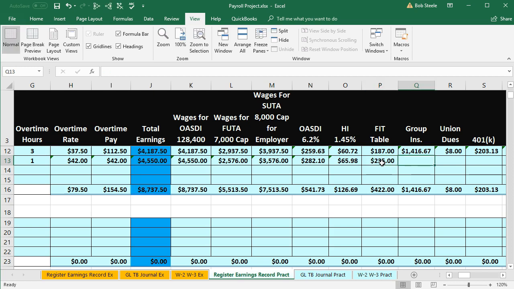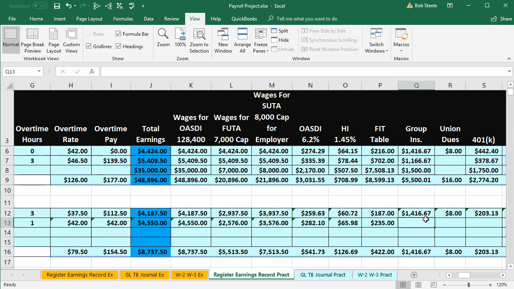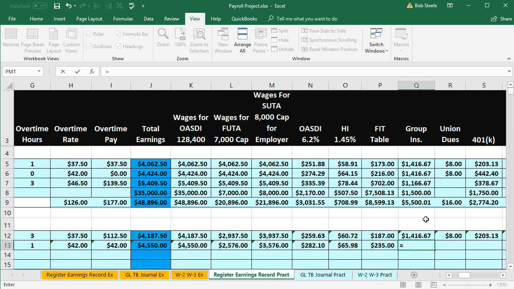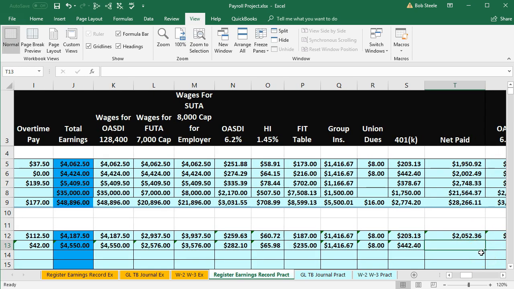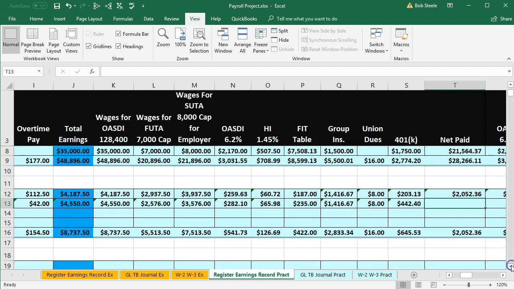235. Group insurance, I'm going to say that's the same, so we're going to pick that up. And again, this could vary. I mean, this could differ depending on the terms, but I'm going to pick up the same for the union dues. I'm going to say the 401k is going to be the same. It may vary depending on the earnings, but we're just going to keep a standard or fixed 401k contribution. It just depends on the options that were agreed upon between the employer, employee, and the plan.